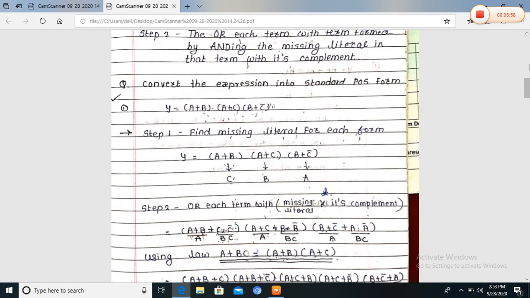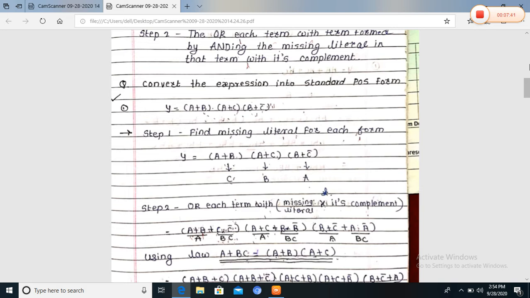This expression, (A + B)(A + C)(B + C bar), is a POS form. In this expression three variables are present, but these three variables are not present in all terms. So this expression is not a standard POS, and it is converted into a standard POS. First, find the missing literal for each term. In the first term A + B, the missing literal is C. In the second term A + C, the missing literal is B. In B + C bar, the missing literal is A. So the first step is to find the missing literal for each term.